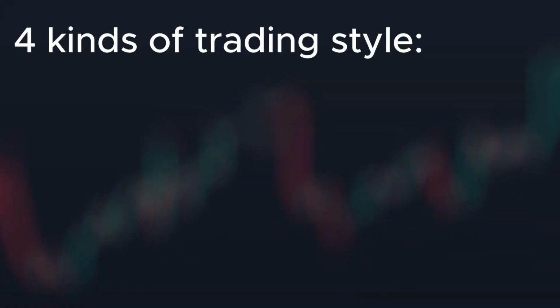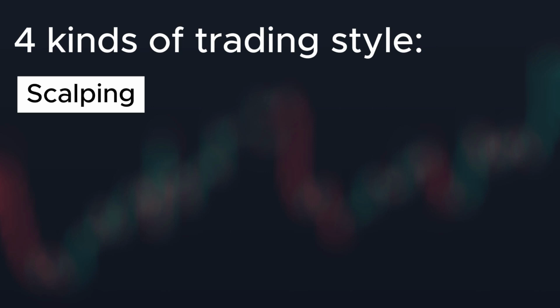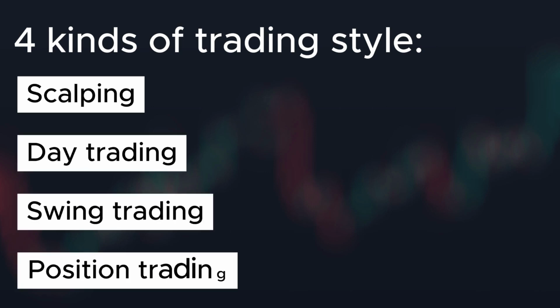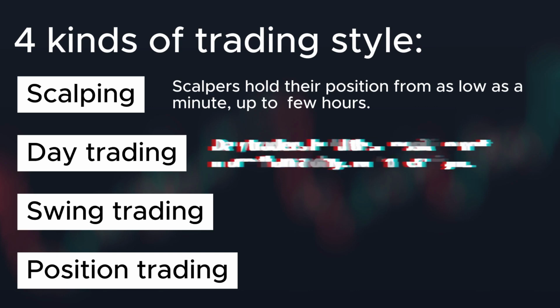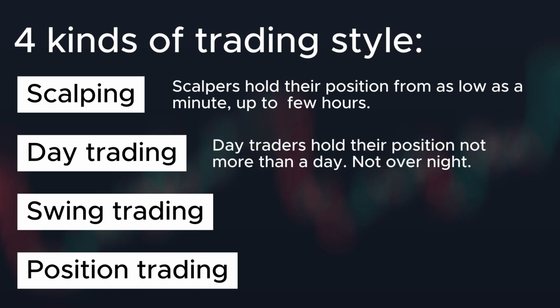Generally, we have four kinds of trading style, which are scalping, day trading, swing trading, and position trading or long-term trading. Scalpers hold their position from as low as a minute up to a few hours depending on when the price hits their target. On average, they are in an open position for several minutes. Day traders hold their position not more than a day. They don't keep any open position overnight, and depending on when the price hits their target, it can be less than 1 hour up to several hours.